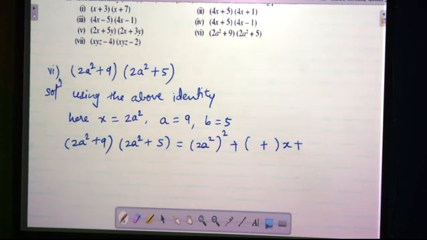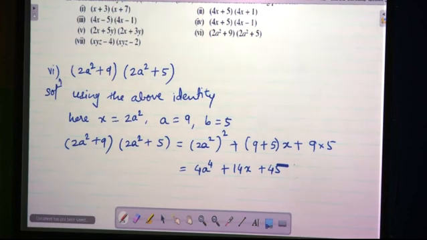What is the value of a, 9, and what is the value of b, 5, and here it is 9 into 5. This becomes 4 a raised to 4 plus 14x plus 45. It is 45 that I have written here. Okay.